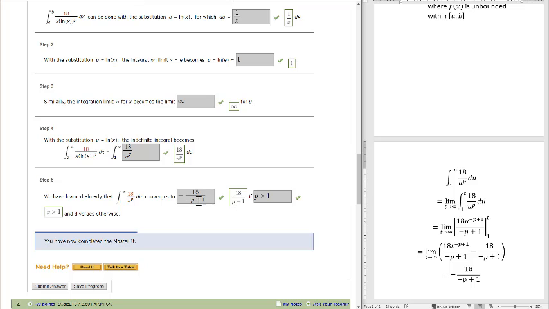Of course, a nicer way of saying this is to distribute this negative sign, so you get negative 1 and then positive p, so we get p minus 1. So this is our convergence. Okay, I hope that helps.